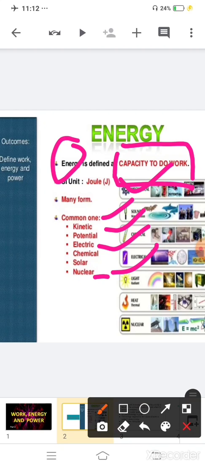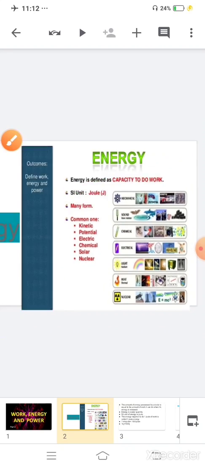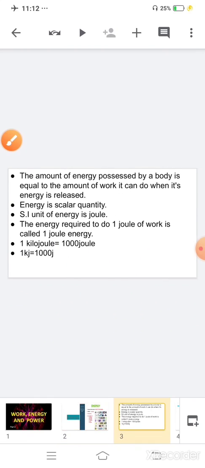Listen, if a person can do a lot of work, we say that he has a lot of energy. Or in simple language, you can say that person is very energetic. In physics also, anything which is able to do work is said to possess energy. If anything is doing some work, that means that object possesses some energy. So with this we defined energy.